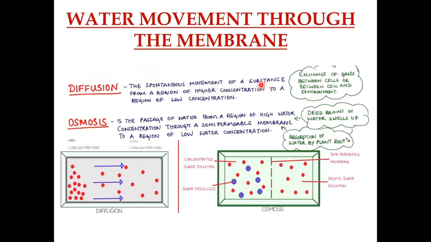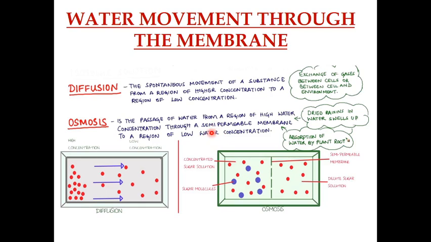It is a spontaneous movement of a substance from a region of higher concentration to the lower concentration. Okay, so it mostly applies to the gaseous molecules. And the same concept, when you are talking about water movement, we call it osmosis. But in osmosis you can see there is a semi-permeable membrane that is separating high concentration and low concentration regions. That is how water passes from a region of high water concentration through a semi-permeable membrane to a region of low water concentration.